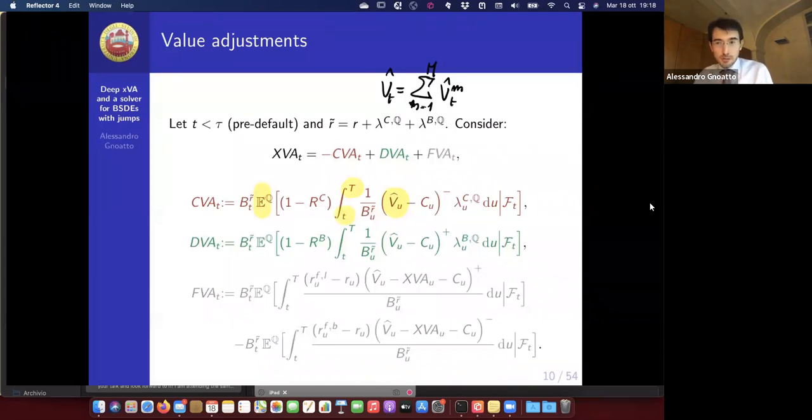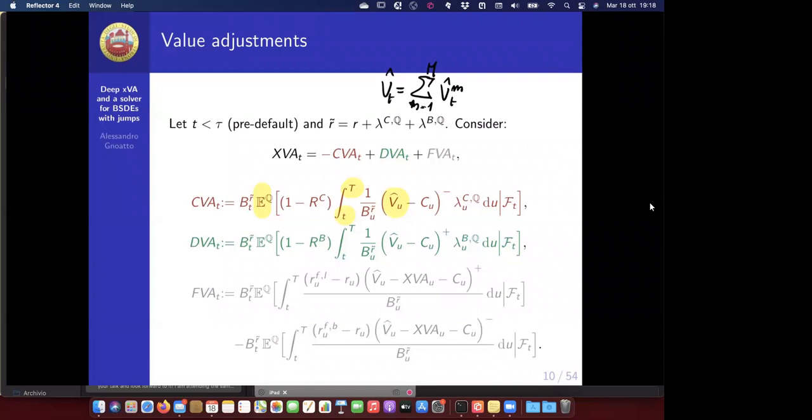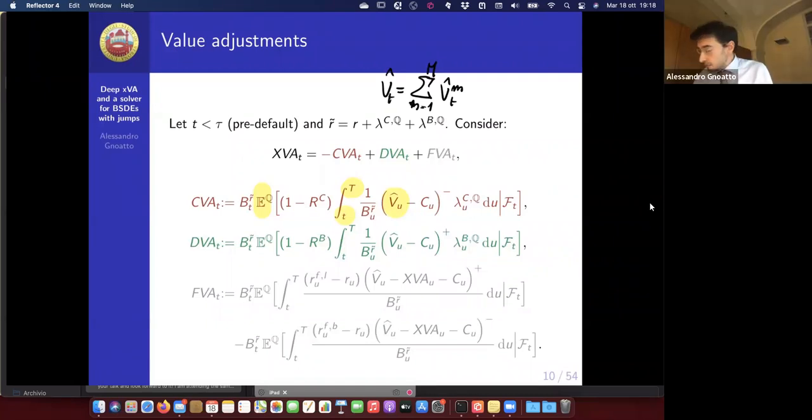So, excuse me, what is lambda? Lambda are the default intensities of the bank and the counterparty in a classical reduced form framework. Okay? Thanks. Yeah, you're welcome.